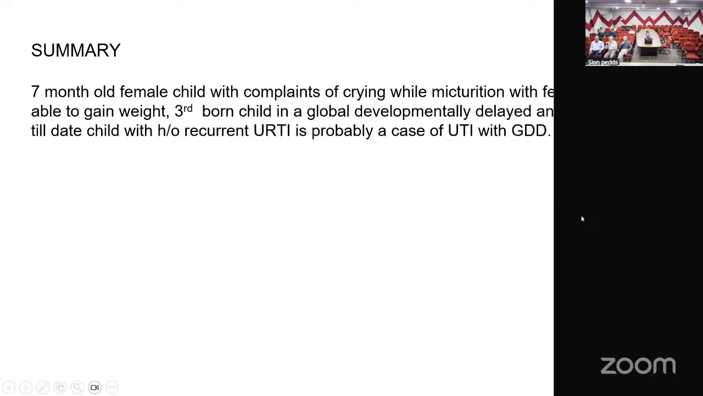7-month-old female child with complaints of crying while micturition, with fever and not able to gain weight. Third born child, globally developmentally delayed, immunized till date, with history of recurrent UTIs, probably a case of UTI with GDD.